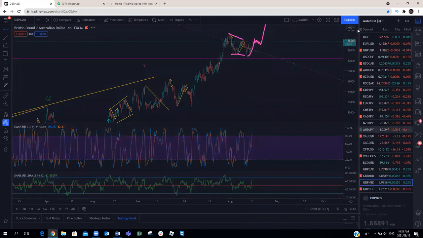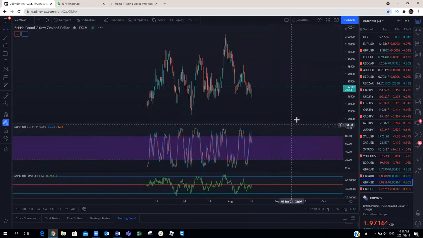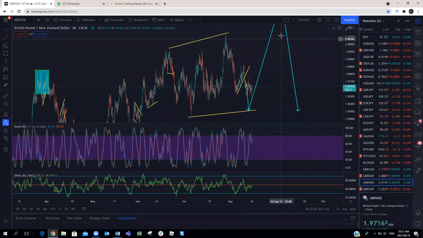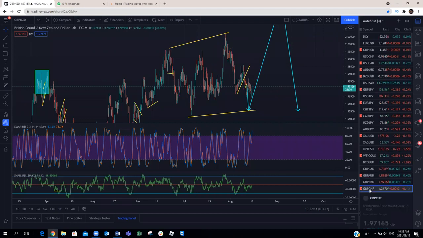New Zealand will also follow pound, will possibly make a running flat here. We'll look for this one to start making a move to the upside. Look for setups to the upside.